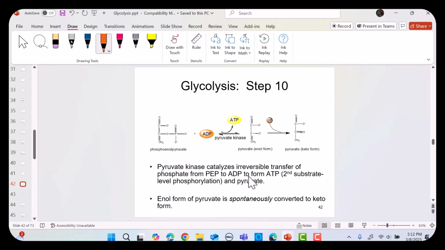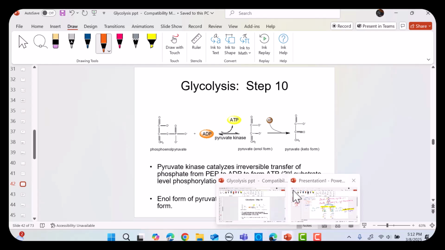It's going to kick the phosphate off, leave me with a pyruvate. I have my ADP hanging out waiting. I put the phosphate on and I get an ATP. So the enzyme that catalyzes this is again a kinase, but it's a pyruvate kinase, making me that pyruvate. So now there's something worth writing on our diagram.